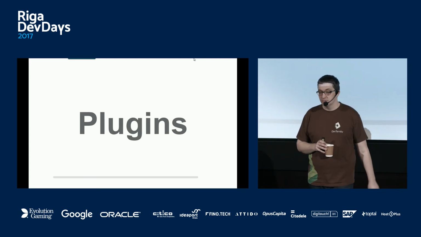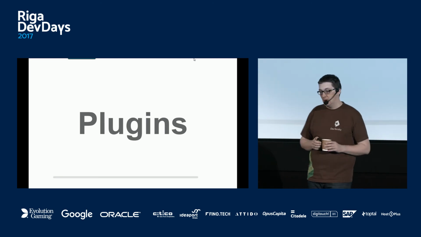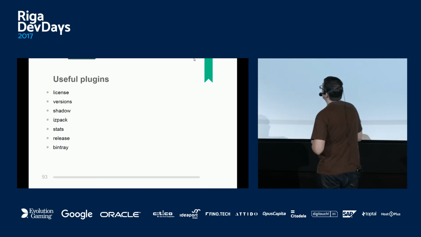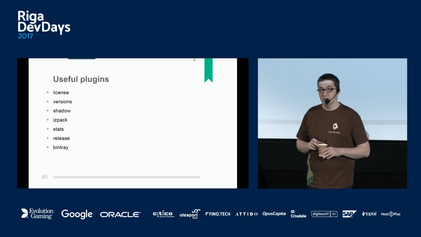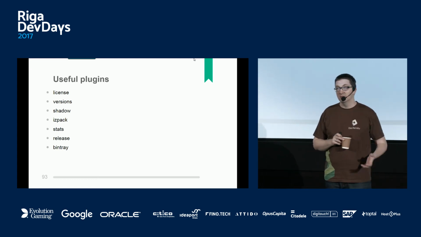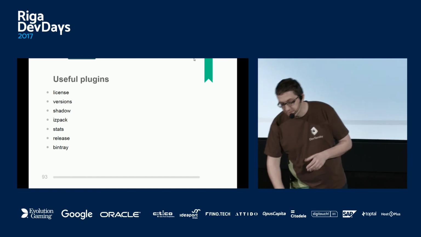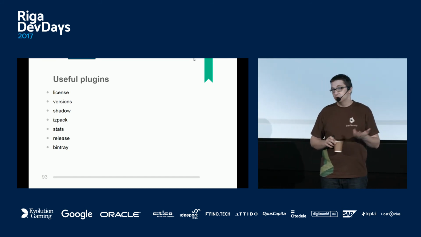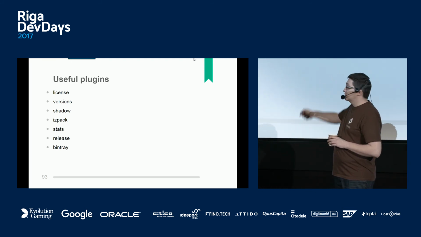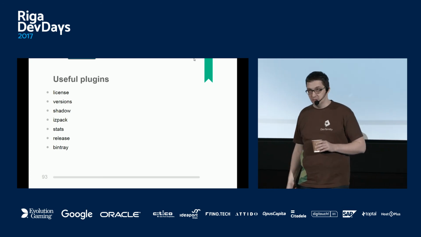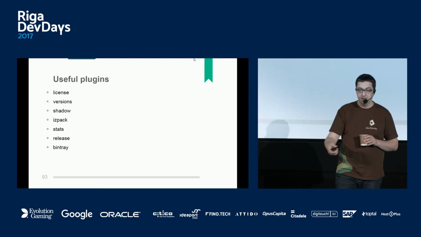Let me now go through a set of useful plugins that I use quite often, or I find useful as well. The license plugin will check what kind of licenses you have inside your dependency tree, and this is very handy in enterprise environments which care about not using GPL. Sometimes, a versions plugin will check if your Gradle build has the latest versions of the libraries that are published in the Maven repository.